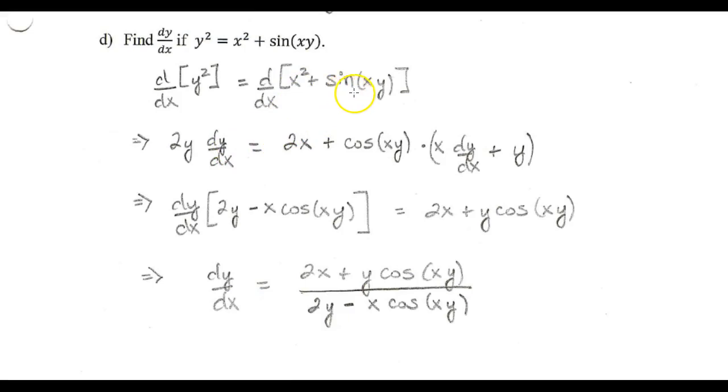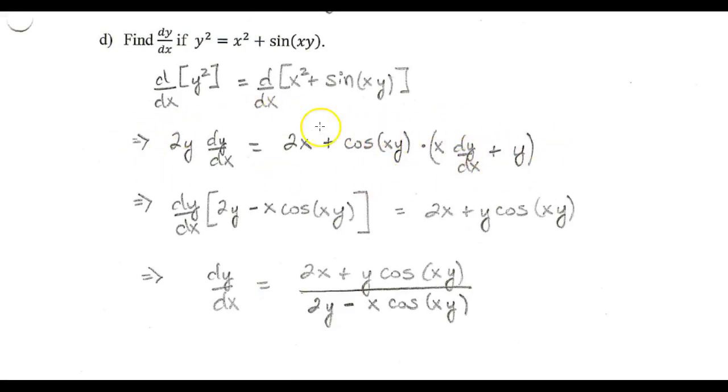The derivative of sine of xy, I have to use a chain rule now. I got multiple chain rule here, right? So I got to take the derivative of sine, which is cosine, leave the inside alone, xy, times the derivative of this inside, xy. But I have to think of the inside now as a product rule. First times the derivative of the second is x times dy/dx, plus the second is y times the derivative of x, which is 1.